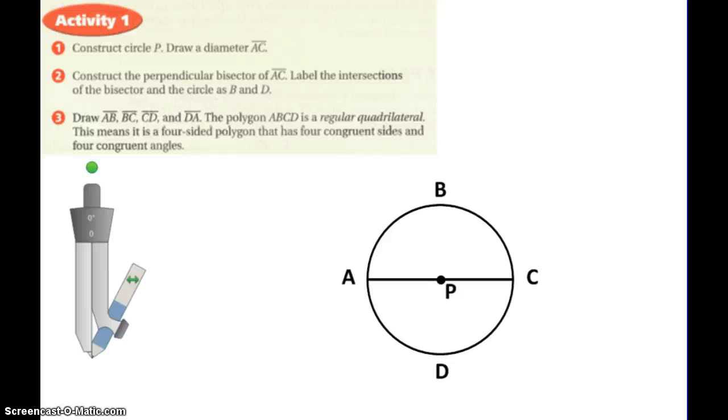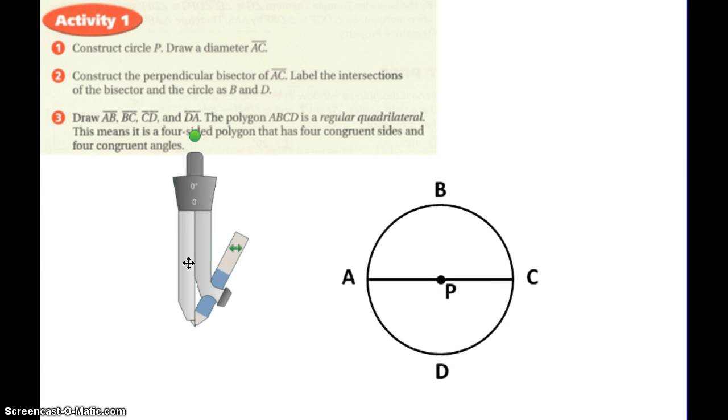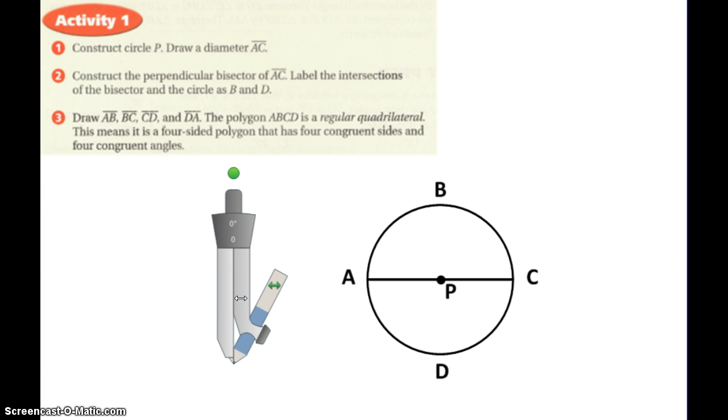Alright, so what we have this time is I would like to construct a square inside of a circle. Now it says a regular quadrilateral. A quadrilateral has 4 sides, and regular means all 4 sides are the same length and all 4 angles are congruent. So I guess it's not quite a square, it could also be a rhombus. But we're going to construct a regular quadrilateral.